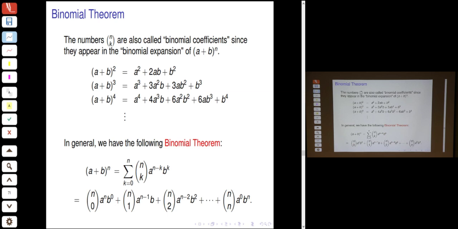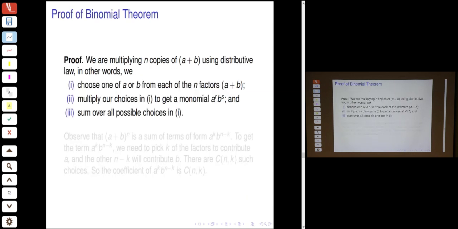This is n, since the exponents add up to n. But the coefficients are those n choose k: n choose 0, n choose 1, n choose 2, and so on. This equation is called the binomial theorem.